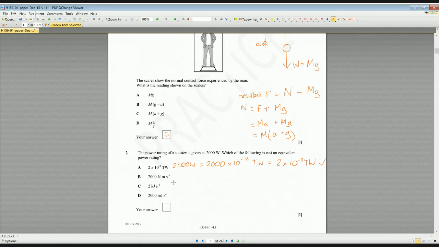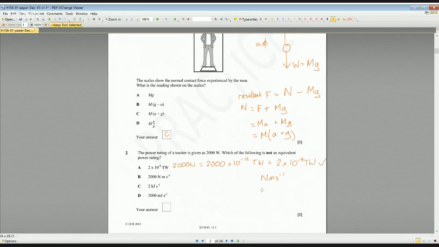Let's try B. We've got 2,000 Newton meters seconds. Now here, the number is 2,000. That's fine. We just need to see whether Newton meters per second is equivalent to the watt. So if we make some space over here, Newton meters per second, sorry.